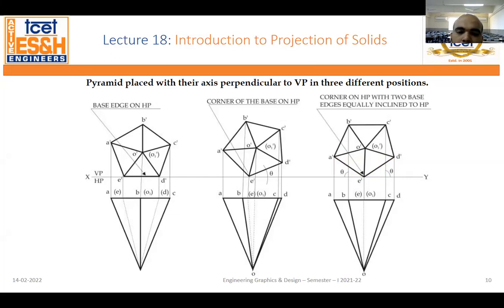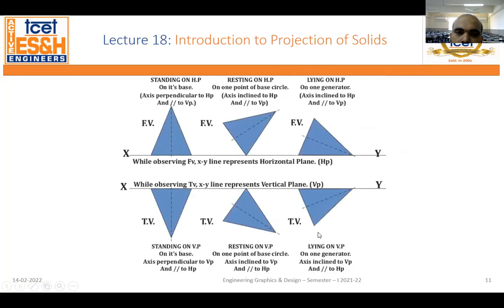Okay. So let's move further. Yeah. So this is another case. Whenever it is said that the pyramid is standing on HP, on its base, it seems to be like this. The front view will seem to be like this. And if the question says it is standing on the base in such a way that the axis is perpendicular to HP, so see, the axis is perpendicular to the HP.